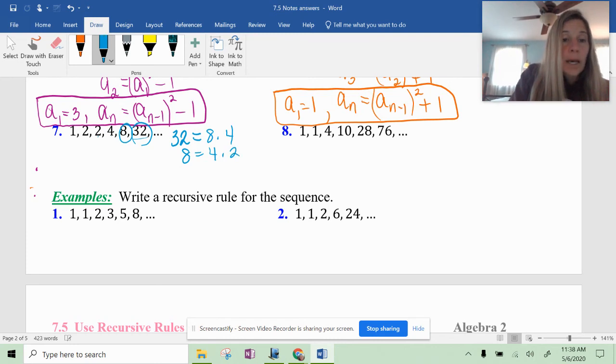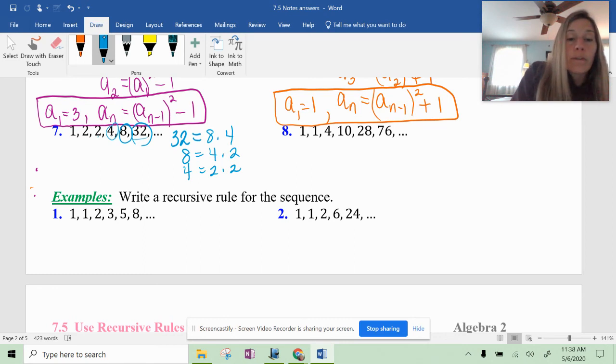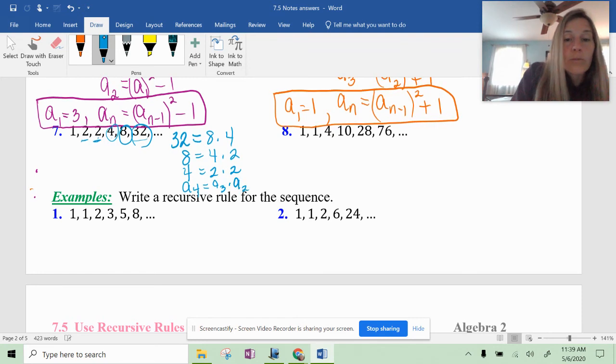So to get 8, I can do 4 times 2. Let's see if that holds up with the 4. To get 4, I can do 2 times 2. So it looks like to get any number in the pattern, you're just taking the two numbers before it and multiplying them together. So whichever set you want to use doesn't matter. If I go with the 4, that was my fourth term, so a sub 4. And I had to multiply the preceding two terms, so a sub 3 and a sub 2. Because you're multiplying those, it doesn't matter which one you put first and second.